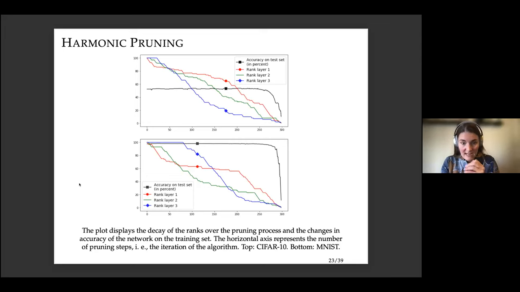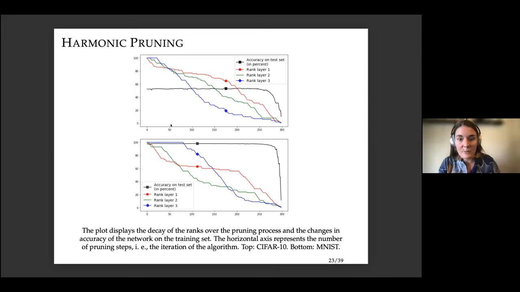So what we're looking at here is, as we move from left, and the lower one is MNIST. As we move from left to right in both of these plots, we're taking a network that's been trained and then we're just doing this harmonic pruning. So we're enforcing lower rank, lower rank, lower rank, lower rank, and we just keep squeezing that out. And so what we're seeing in both the black lines is, what is the accuracy on the test set?